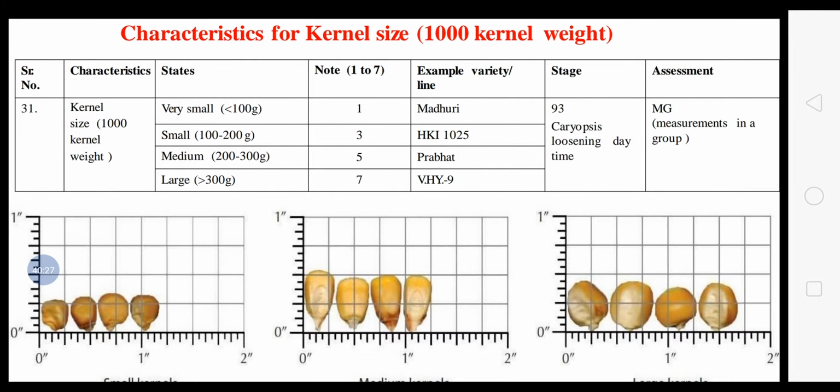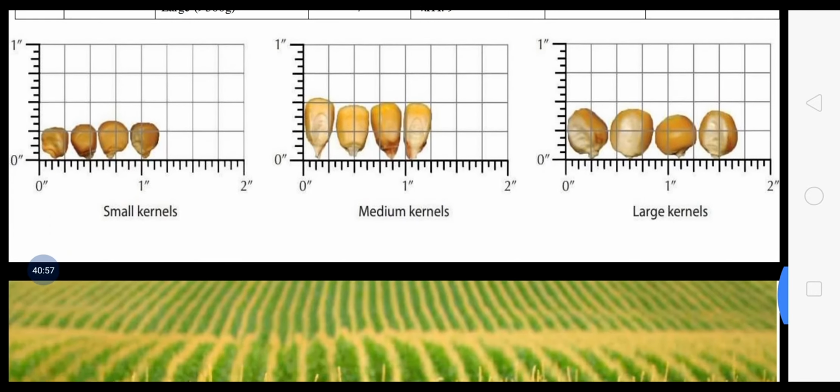that is scored as 1, 3, 5 and 7. You can see here the seed kernel size is directly related to the 1000 kernel weight. The example for very small seed type is Madhuri, small is HKI 1025, medium is Prabhat and large is VHY 9. Caryopsis loosening daytime stage can be taken to study this character and measured in group. That means a number of seeds are taken to study an individual character.